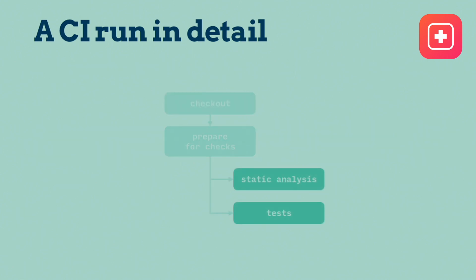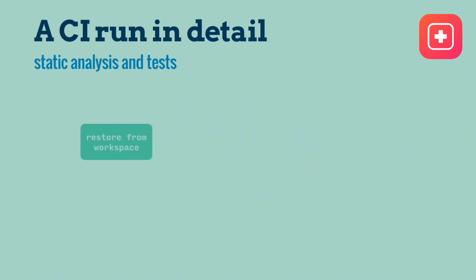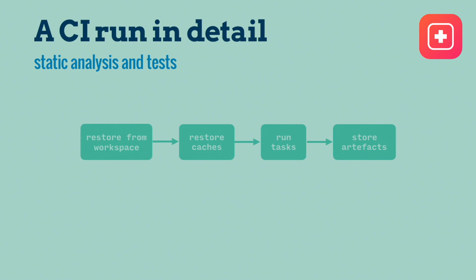Last up, static analysis and tests. They're pretty much the same thing, so the structure is the same. Restore from workspace, restore caches, run the tasks, and then store the artifacts. In this case, run task could be running detekt and ktlint or running the tests. So again, get stuff, do stuff, save stuff.